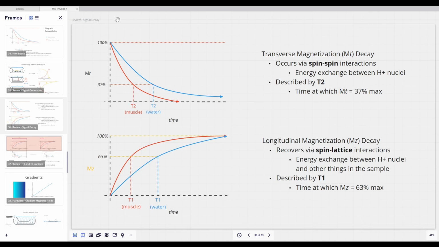Okay. Again, this is all review from last week, but I want to be clear that everyone's on the same page.